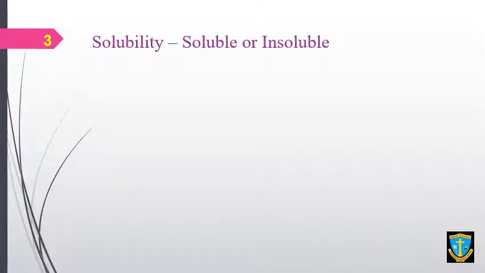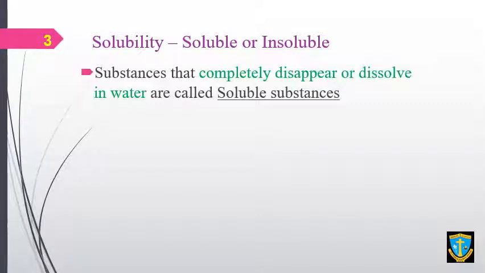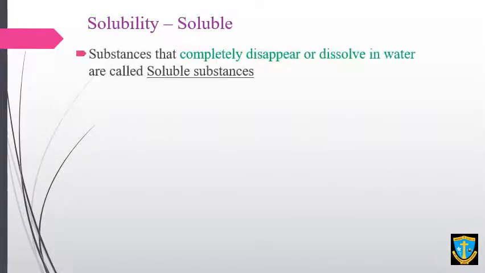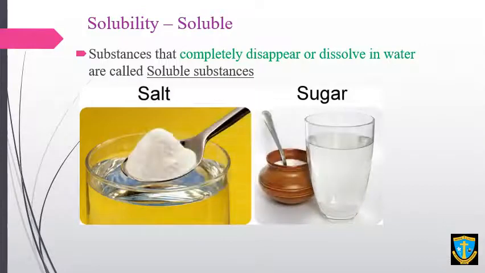Solubility in water. How soluble or insoluble the substance is in water. Substances that completely disappear or dissolve in water are called soluble substances. And the substances on the other side that do not mix or do not disappear or do not dissolve in water are called insoluble substances. Let us look at some soluble substances, the common ones which we have at home, salt and sugar. These are soluble in water. You can try them.